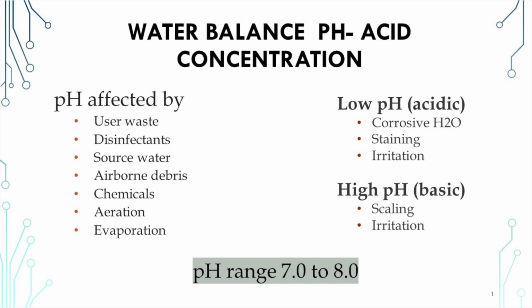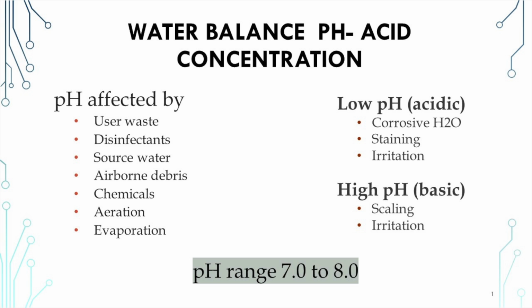So we're going to talk a little bit more about pH. The control of pH is very important for the comfort of users, the effectiveness of the disinfectant, and the protection of the pool system components. A really good ideal range is anywhere between 7.4 and 7.6.